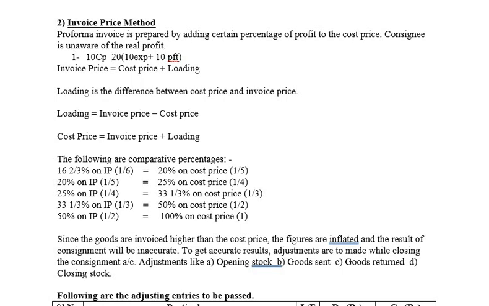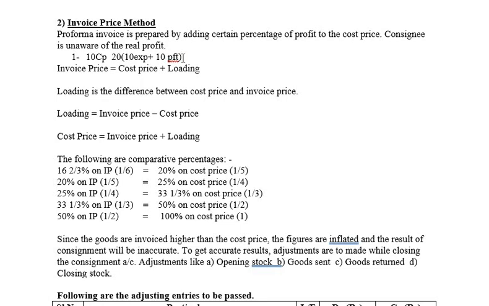So basically, what is this invoice price method? Here the consignor, that is the owner, sends the goods to the consignee at a price higher than the cost price. This is higher than the cost price because the expenses incurred are 10, and he is also putting in his profit of rupees 10. He is adding a certain percentage of profit to the cost price, and then sending the goods to the consignee.